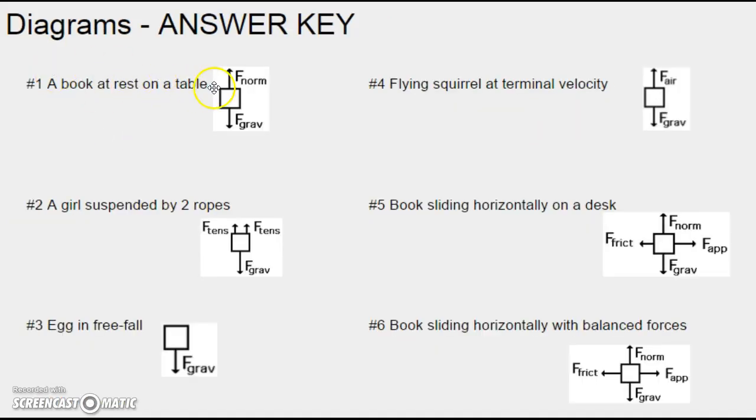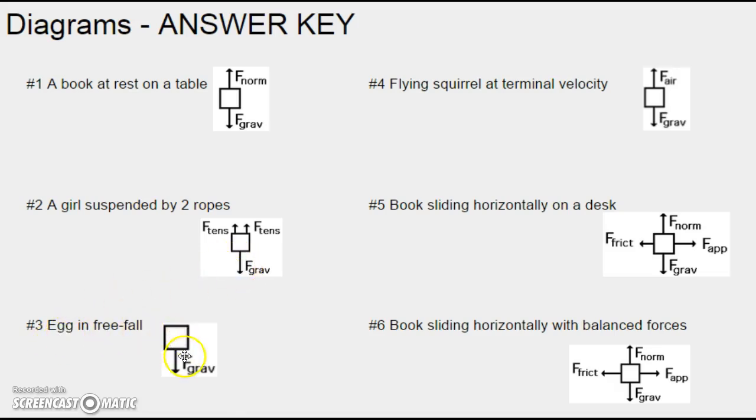Number 1, a book at rest on the table. I've got an F of g downward. I've got F of n upward. Number 2, a girl suspended by the 2 ropes. F of g is downward. The F of tension, well, each of the ropes would have 45 pounds of tension acting inside them, because 45 plus 45 is a total upward of 90, which is equal to her weight downward.